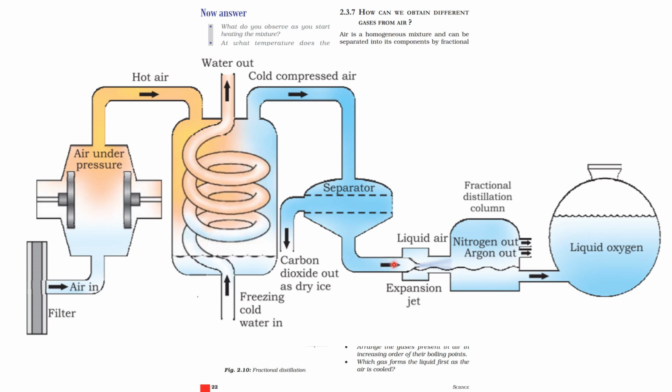So this liquid air is allowed to slowly warm up in a fractionating column. Nitrogen, which has the lowest boiling point, that's minus 196 degrees Celsius, is separated according to the different heights. Next, argon, which boils at minus 186 degrees Celsius, is collected. Next is oxygen, which has a higher boiling point, left behind, and is collected separately as liquid oxygen. So this is about the fractional distillation.